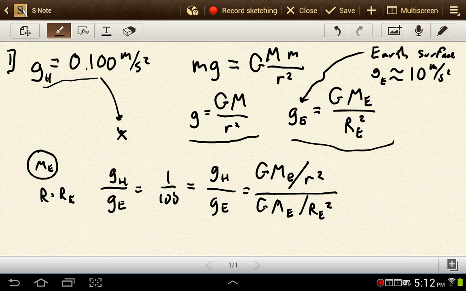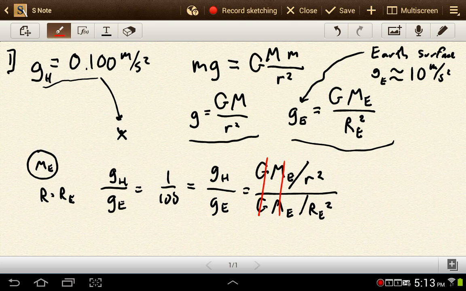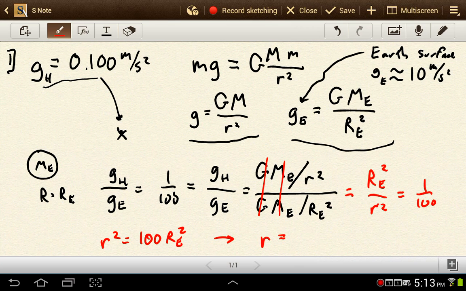Of course your G's and your M_E's cancel. So what you're going to get is 1 over little r squared on top, and 1 over big R_E squared on the bottom. That's equal to R_E squared over r squared. Remember this was equal to 1 over 100, and do the old cross multiplication. Then r squared equals 100 R_E squared, so r, your hyperspace point where you can safely go to hyperspace, is 10 times R_E.